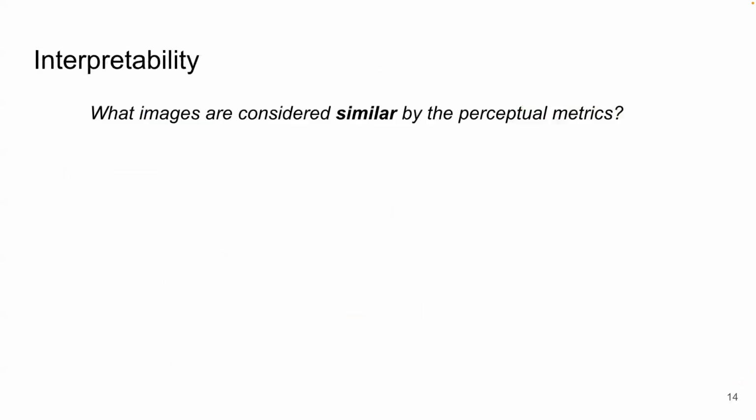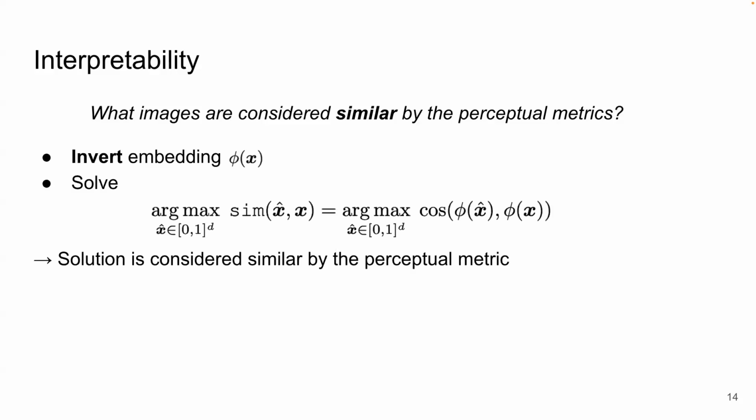And finally, we look at some interpretability stuff. We want to ask the question: given our perceptual metrics, which images are considered similar by this metric? This can be enabled by robust models, because robust models have better interpretable gradients. They're better aligned, and you can look at the gradient maps, and they look much better than their clean counterparts.